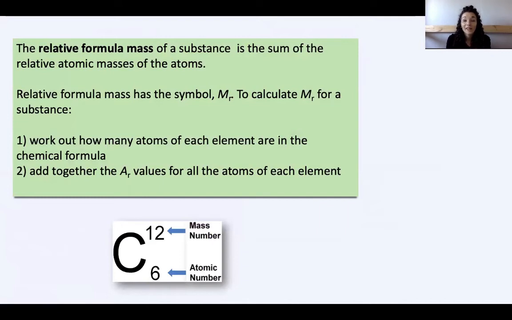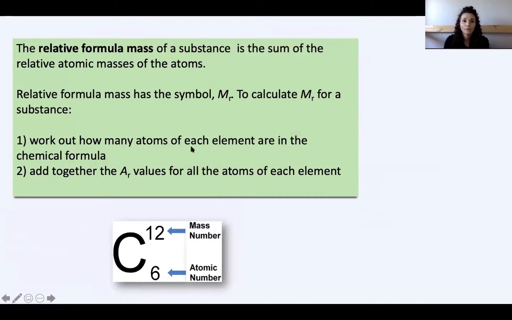Okay, the next thing that we are going to look at is how to calculate the relative formula mass of a substance. Now, all you do is you look at the mass number of each of the atoms in the substance or in the compound, and you add them all up. Okay, it's as simple as that. Now, often students get a bit scared of any calculation questions in chemistry, but this is a nice and easy one to get marks for.